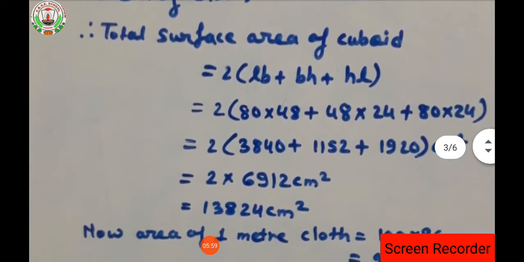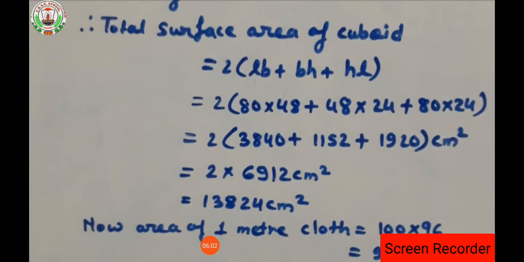Now, as the length, breadth and height of one suitcase are given, what we have to do is calculate the total surface area of one suitcase using the formula 2 into (LB plus BH plus HL). Since the suitcase is in the form of a cuboid, the total surface area of a cuboid will be equal to the total surface area of the suitcase. So 2 into (80 into 48 plus 48 into 24 plus 80 into 24). Multiplying all together, we get the answer as 13,824 centimeter square. Clear?